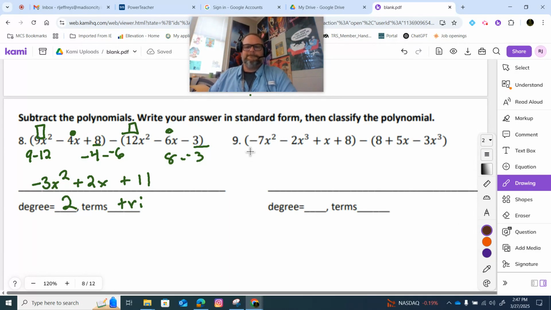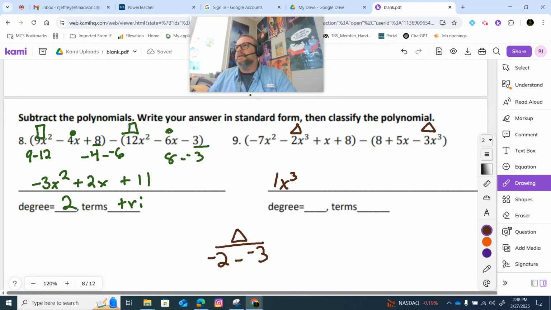All right, number 9. What is our biggest exponent, number 9? All right, so -2 minus -3, so this is going to be... Now, I'm going to allow you to write it like this because some people need to write that 1 in front of the x to the third. Okay? I'm not going to count off if you write it. I'm not going to count off if you don't write it. All right? So, what's our next power? There's no other x squareds.